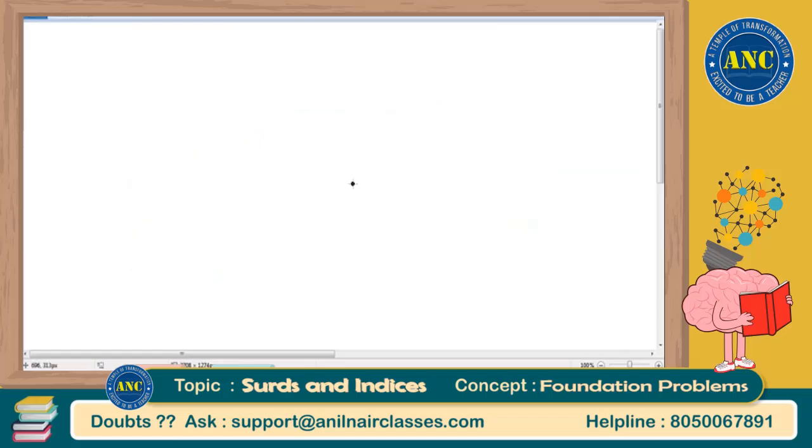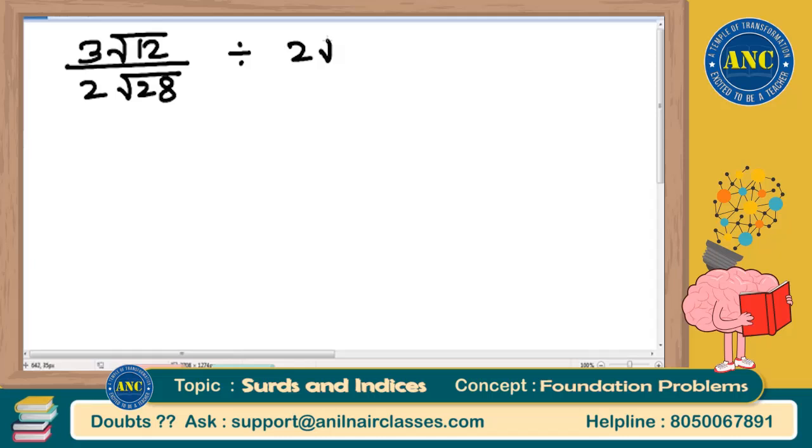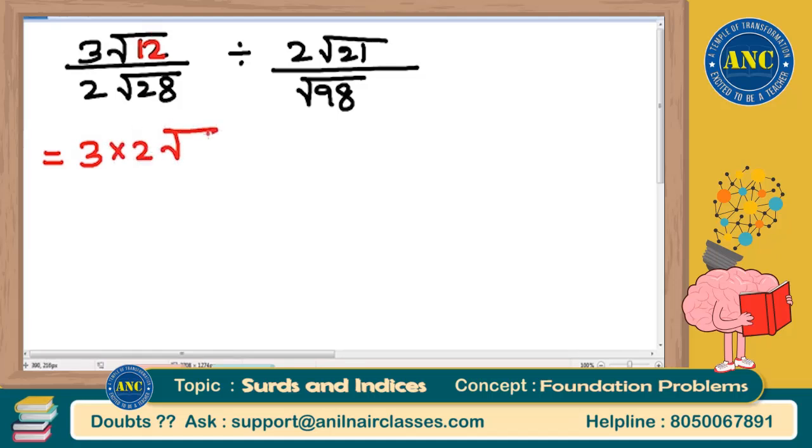Suppose, for example, another question: 3 root 12 divided by 2 root 28, this divided by 2 root 21 divided by square root of 98. Now listen carefully, sir. Keep expressing everything as a perfect square wherever possible. 12 is 4 into 3. The square root of 4 is 2. Take it outside. You are left with root 3.